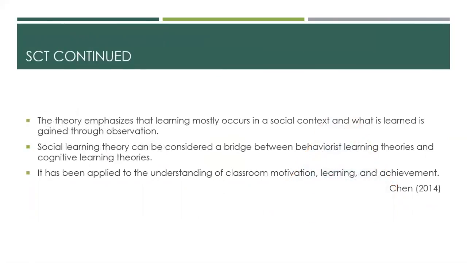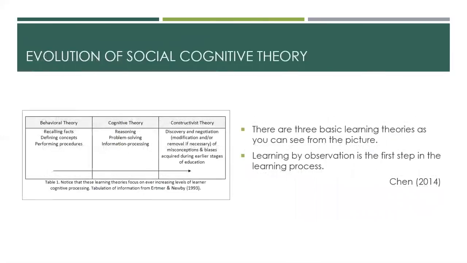The theory emphasizes that learning mostly occurs in a social context, and what is learned is gained through observation. It has been applied to the understanding of classroom motivation, learning, and achievement. It can be considered the bridge between behaviorist learning theories and cognitive learning theories. There are three basic learning theories that you can see from the picture: behavioral, cognitive, and constructivist. Learning by observation is the first step in the learning process.